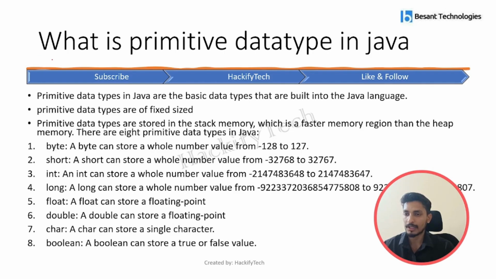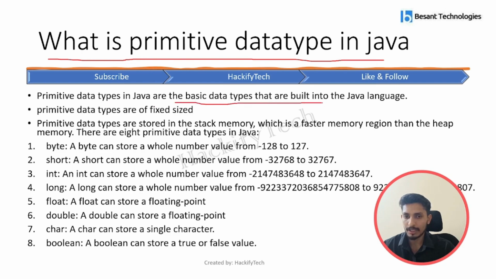The next question we have is, what is a primitive data type in Java? Primitive data types are the basic data types that are built into the Java language. They are of fixed size. Assume we have a byte. A byte can only store a number between minus 128 and plus 127, which means they are of fixed size. We can't store 130 in a byte variable.